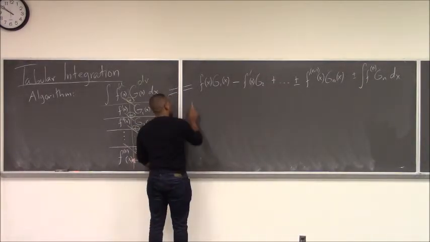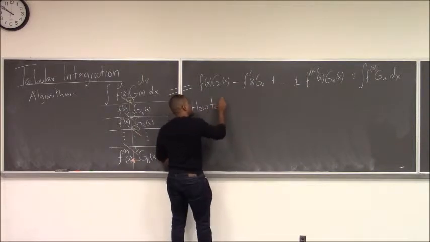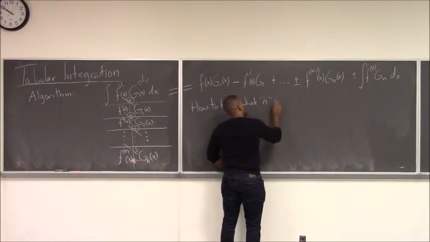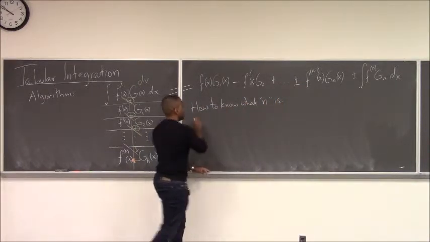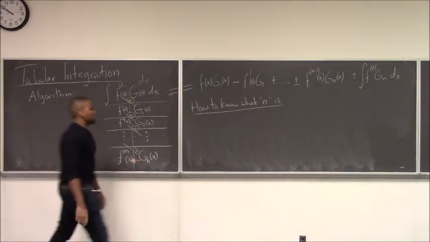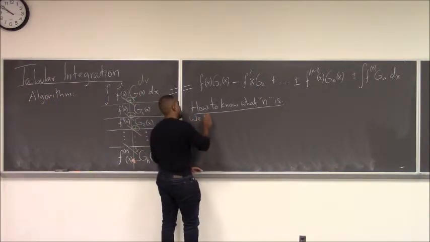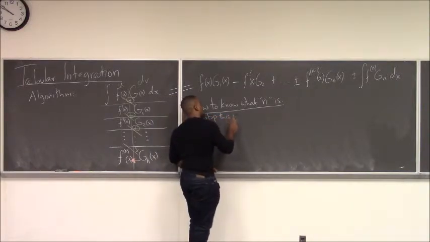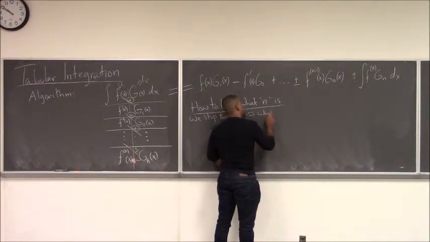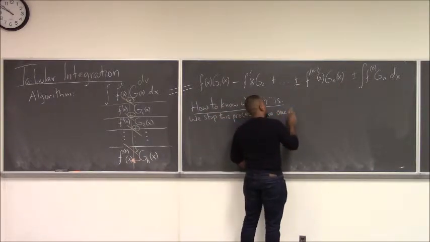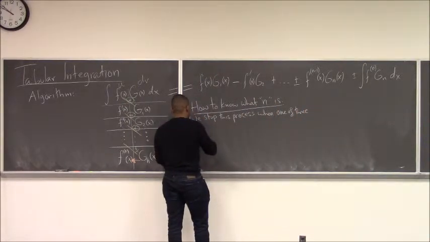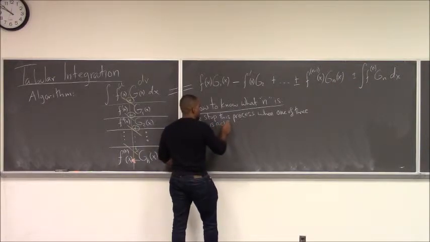Now, how do we know what n is? Meaning, how long do you have to run this algorithm? We stop this process when one of three things is achieved. And it will depend on the situation.